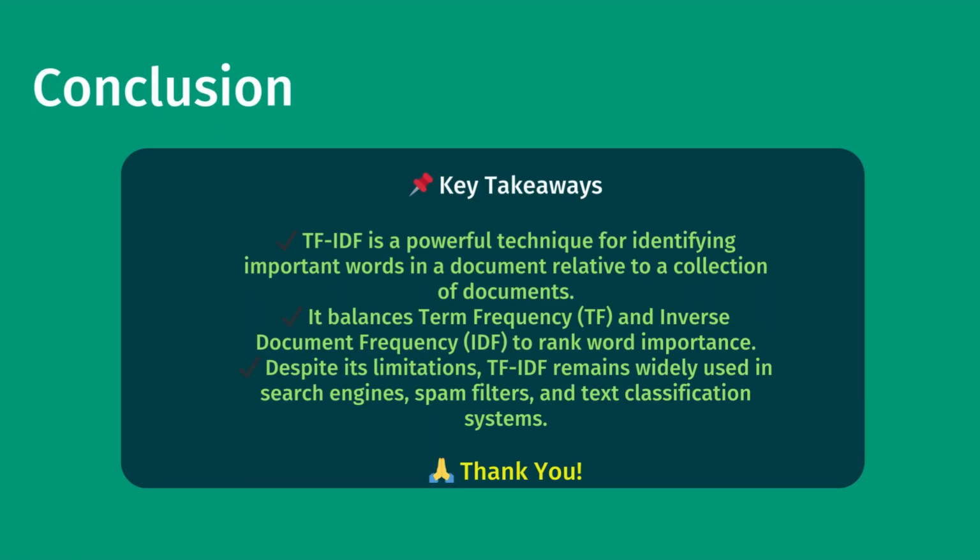To conclude, let's go over the key takeaways. TF-IDF is a powerful technique for identifying important words in a document compared to a collection of documents. It effectively balances term frequency and inverse document frequency to rank word importance. Despite its limitations, TF-IDF remains a widely used approach in various applications, including search engines, spam filters, and text classification systems. While advanced models like Word2Vec and BERT offer deeper context understanding, TF-IDF continues to be a simple, efficient, and effective tool for text analysis.